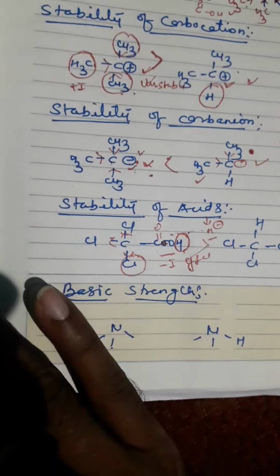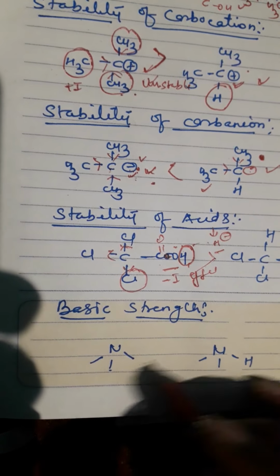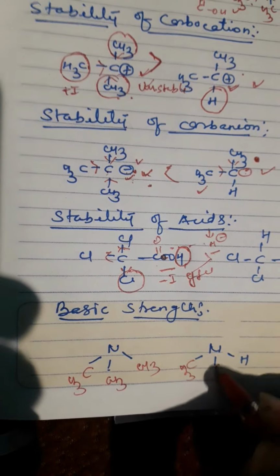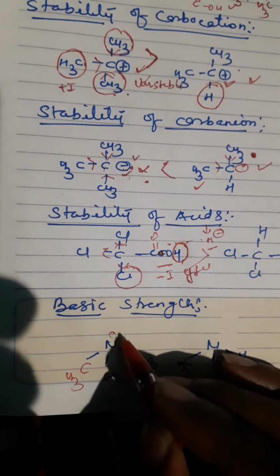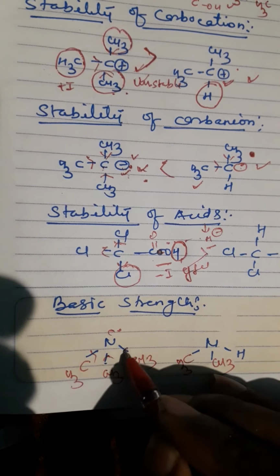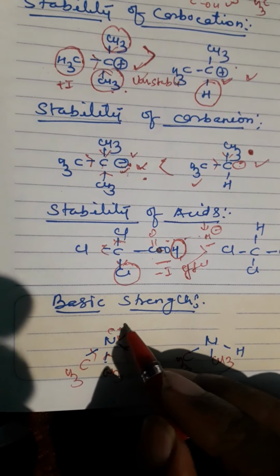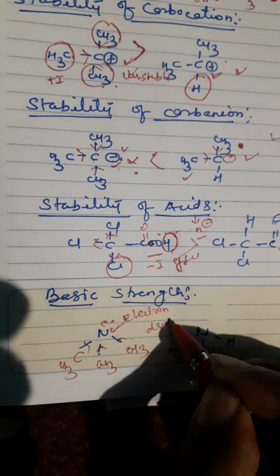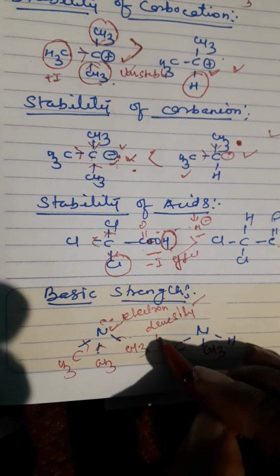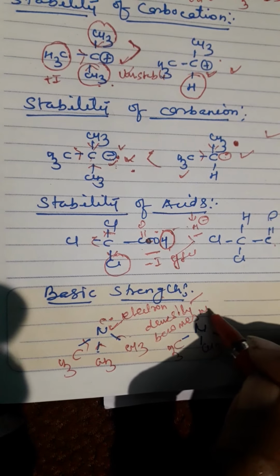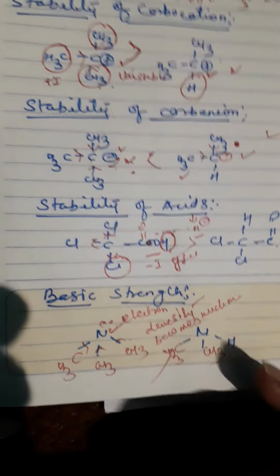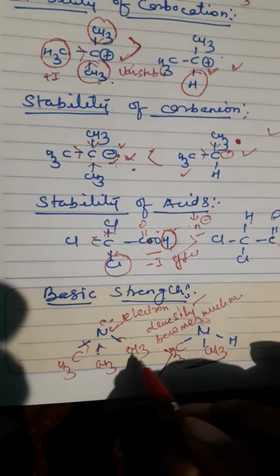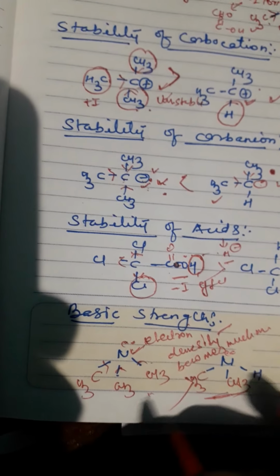The third one is basic strength. Suppose these are the CH3 groups. Which molecule is more basic? This one gives electrons to the nitrogen, so the electron density on the nitrogen atom will be much more. Because there are 2 CH3 groups here, the electron density will be less as compared to this, so the basic strength of this molecule will be higher as compared to this.